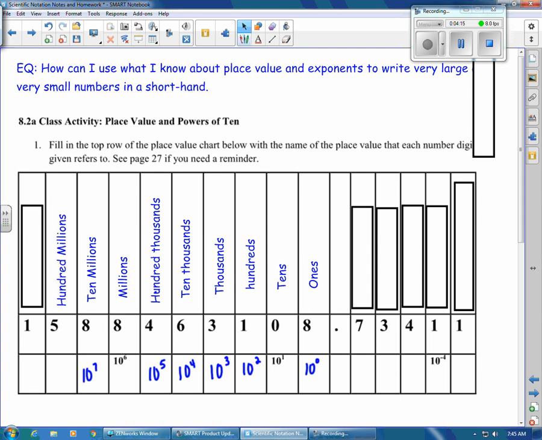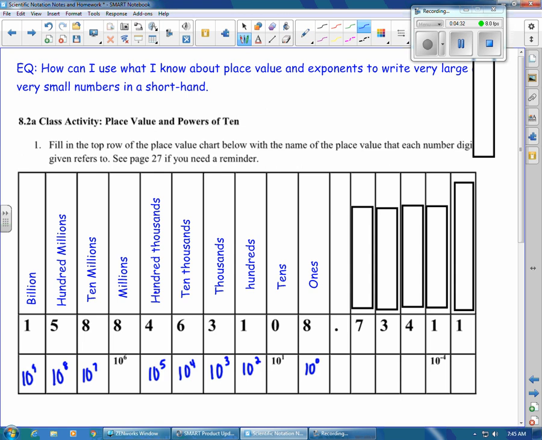100 millions, which would be 10 to the eighth power. And then the last one is billion, or billions, I should say. And that's going to be 10 to the ninth power. So that's getting larger, okay? That's multiplying by a power of 10.